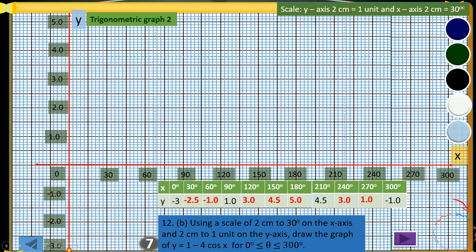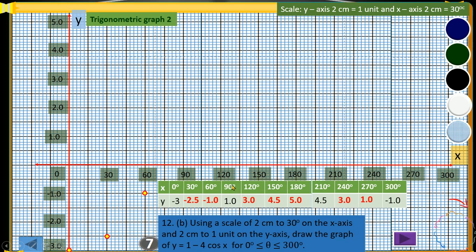That's the point. When x is 30, y is minus 2.5. 30 degrees, this is 2, and this will be 2.5 at this point. Then when x is 60, y is minus 1. This is 60, this is minus 1 at this point, so that will be the point.